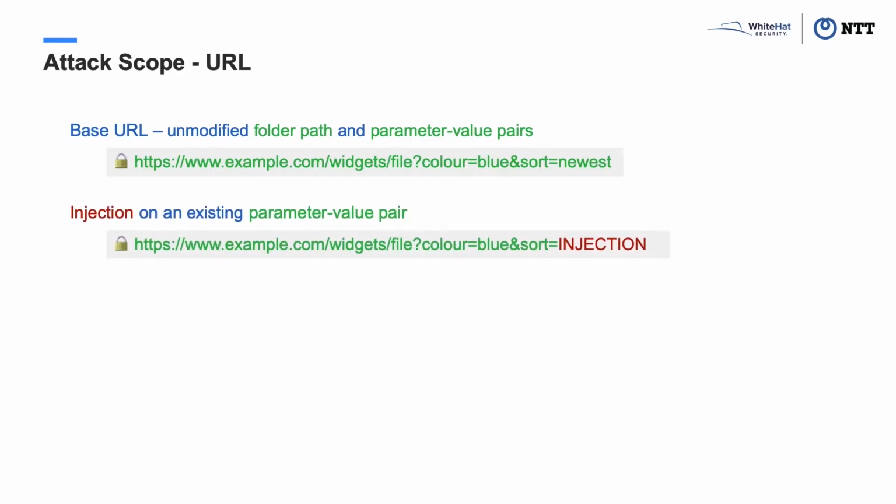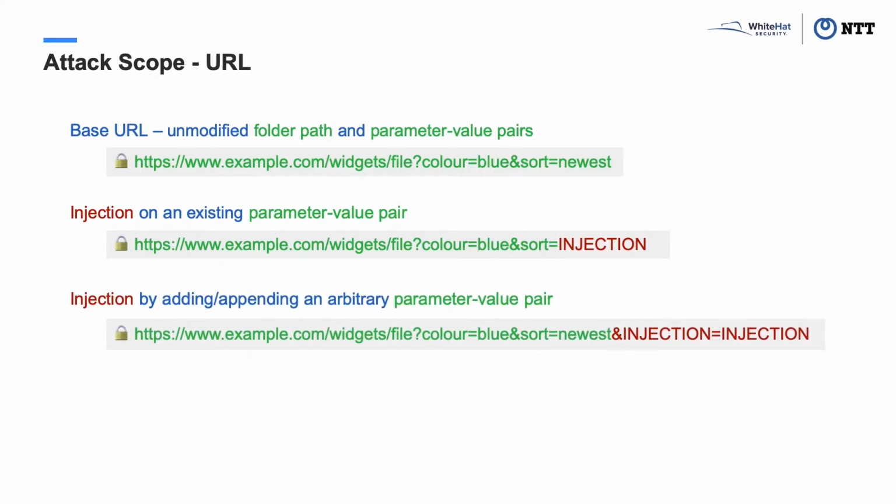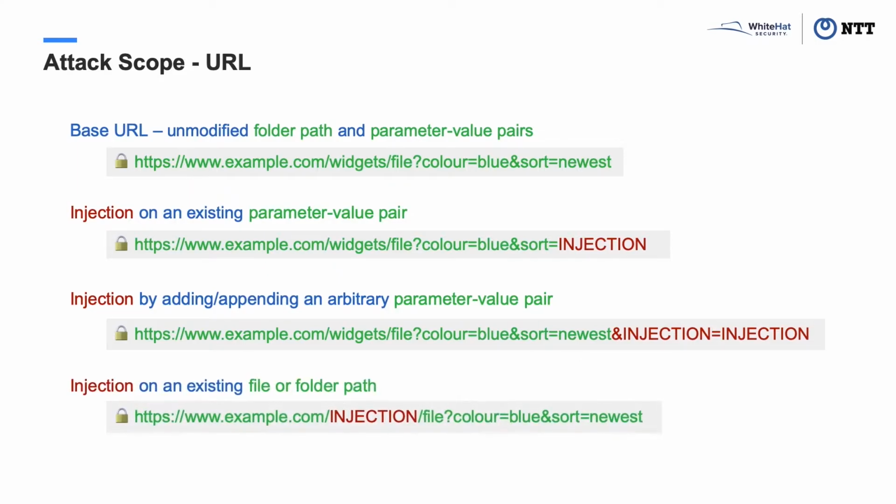The first example injection here is on an existing value of the parameter named sort. The attacker changed the value of newest to instead contain a malicious injection. In our second example, we see an arbitrary parameter value pair being appended to the end of the unmodified URL. Either of the parameter, value, or both could be infected with malicious code. And in the last example, we see an existing folder path named widgets being changed to yet another malicious injection.